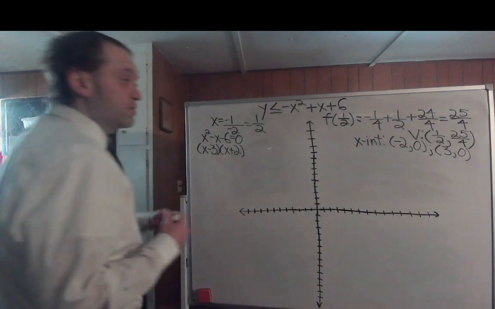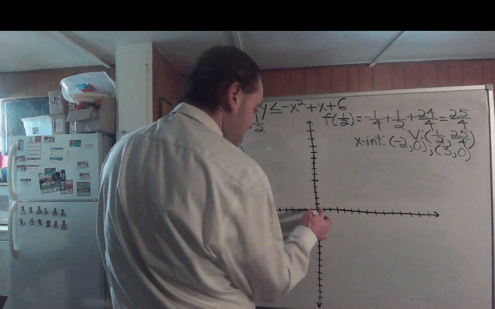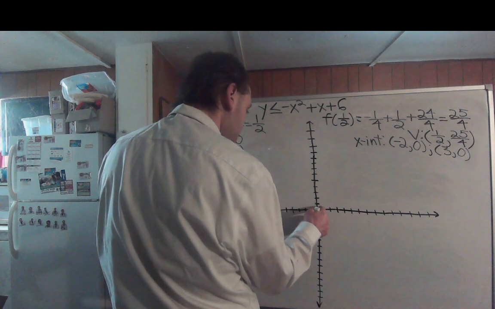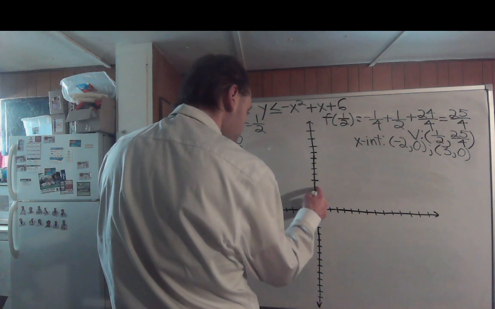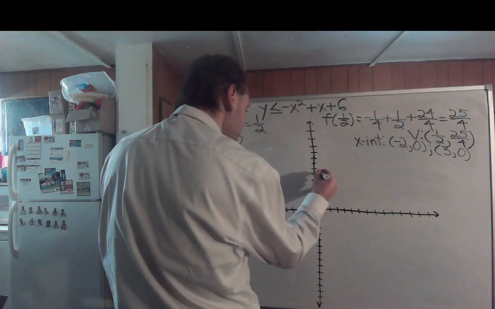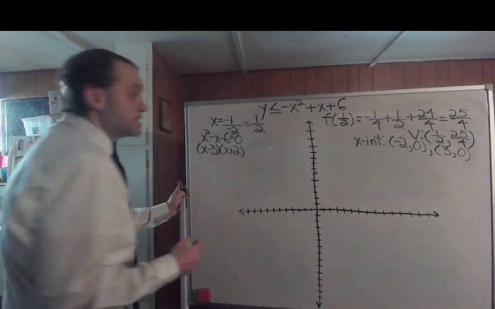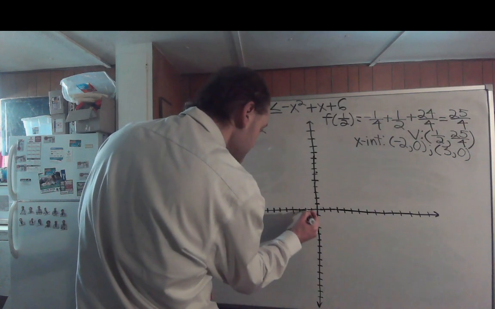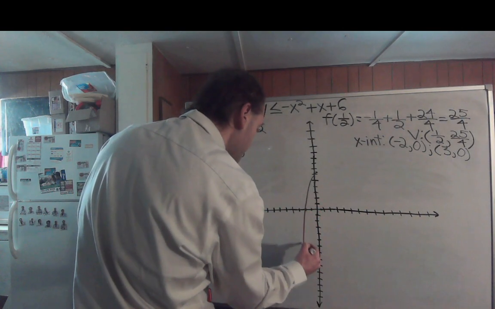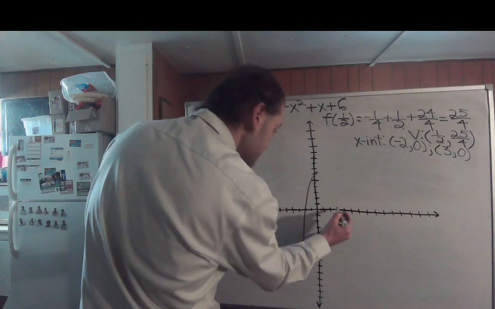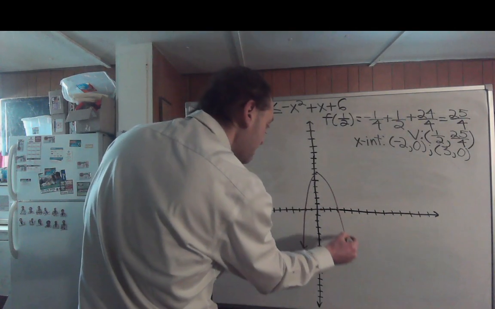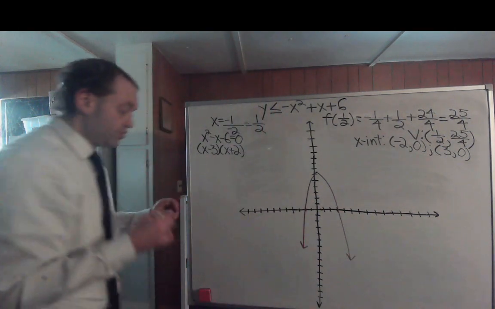So let's find our vertex, which is at 1/2, 25 fourths, which would be a little over 6. That'd be 6 1/4 for the y. So right about there is the vertex. And then -2, 0 is an intercept, and then you have +3, 0 as an intercept. So that's what the solid parabola is going to look like.